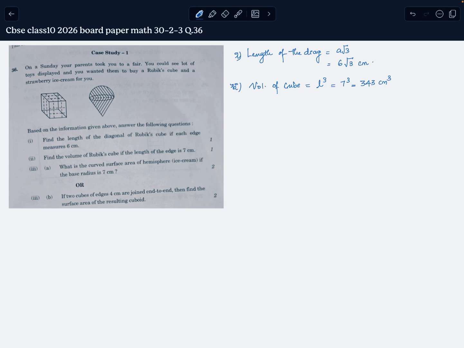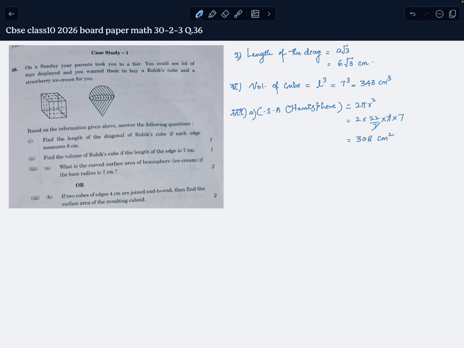Question 3, subdivision A. What is the curved surface area of hemisphere if the base radius is 7 centimeter? The CSA of hemisphere is 2 pi r square, where r is 7. On calculating, we get 308 centimeter square.